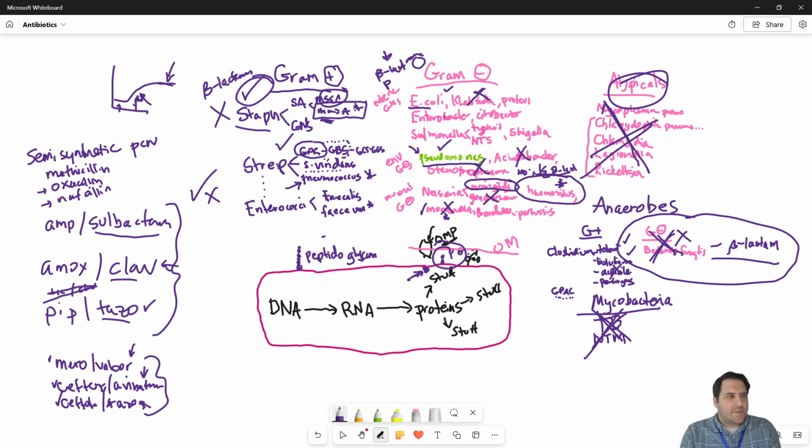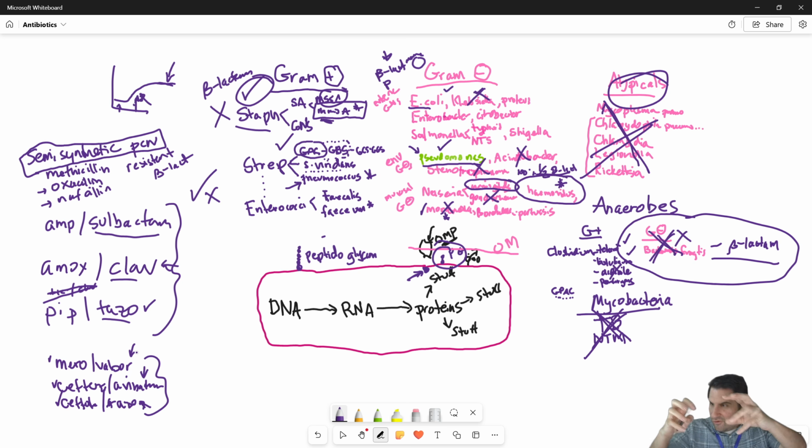So, what do these work on? What makes the semisynthetic penicillins important? Well, the answer is simple. They are resistant to beta-lactamases. We talked about inhibiting the beta-lactamases by using additional agents to crash into the beta-lactamase and destroy it. The semisynthetic penicillins are just resistant to beta-lactamases, and that's why they work.